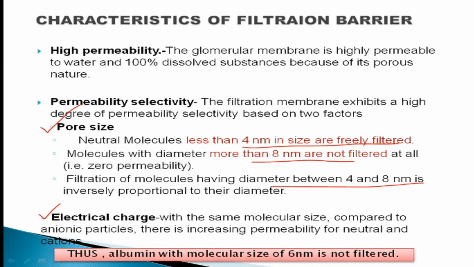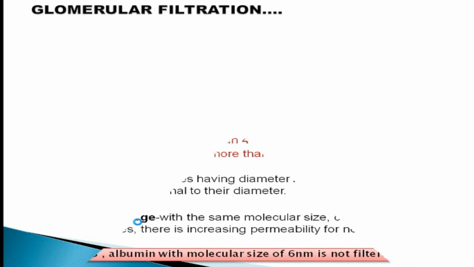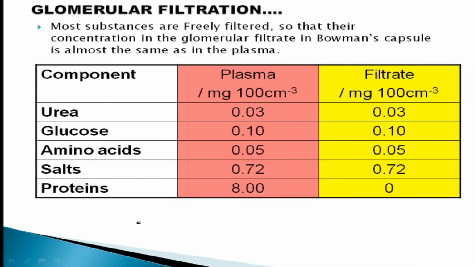So here many times a question is asked: why is albumin not filtered across the glomerular membrane though its size is 6 nanometer? The answer is that because it is a negatively charged molecule, it will not be filtered across the glomerular filtration membrane, because it will be repelled by the negative charge of the basement membrane and the endothelium.